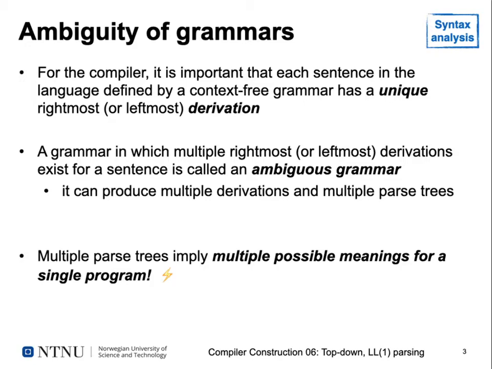And that's of course nothing we would want to achieve here. Having multiple parse trees implies that a single program you enter can have multiple possible meanings. And this is of course dangerous because the programmer has no way to influence the meaning or needs to remember what things mean.